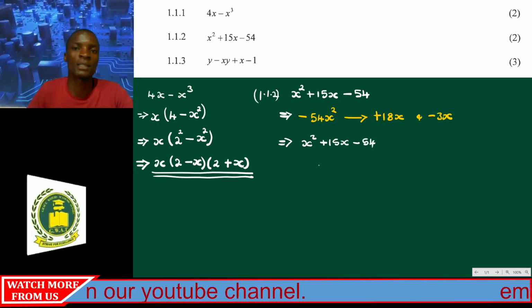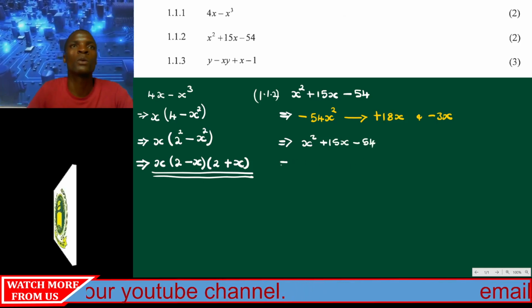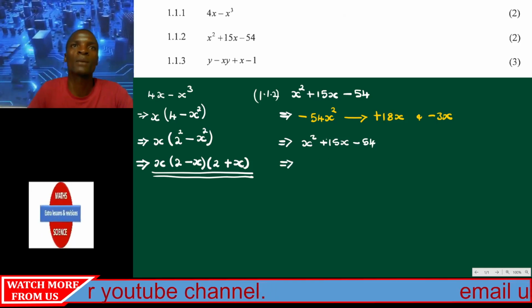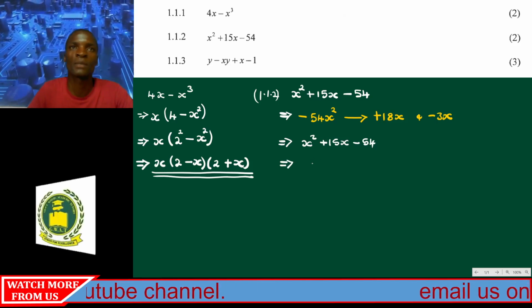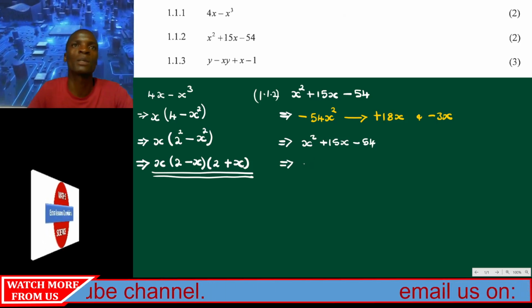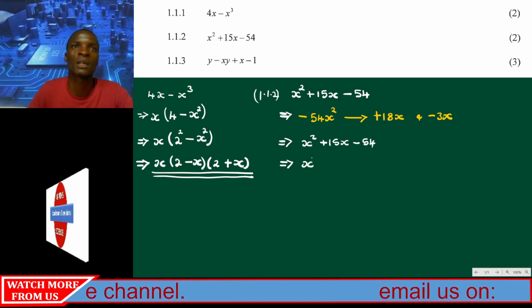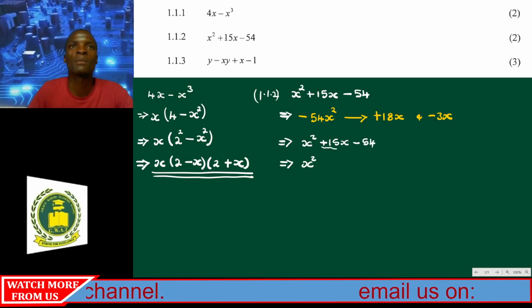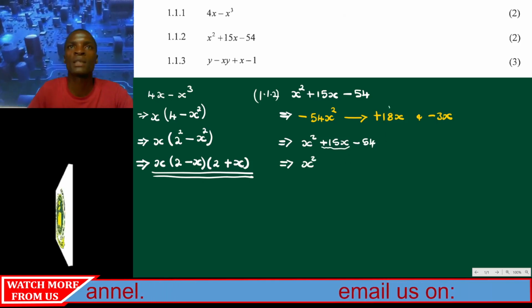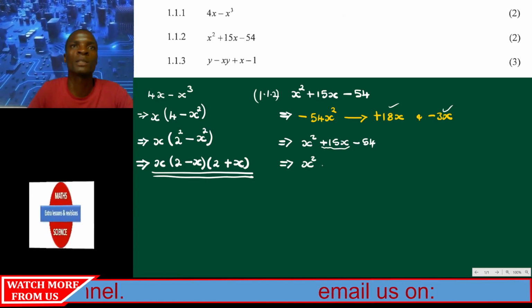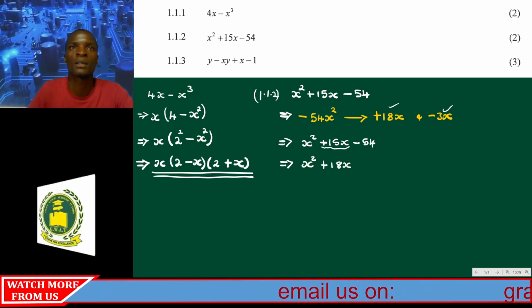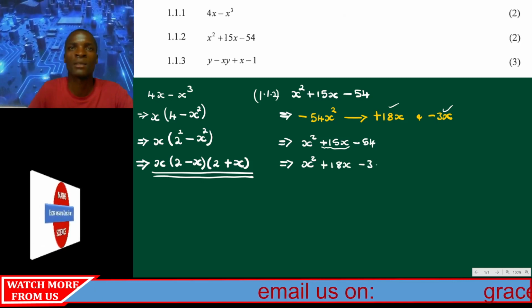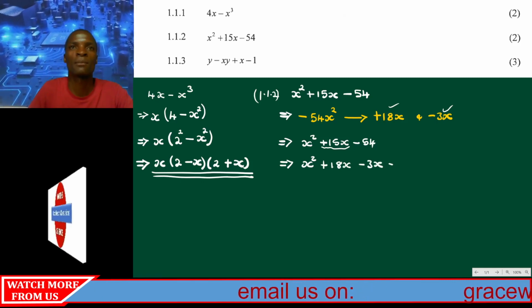After rewriting this question, what you need to do is to break down this middle term so that we can have something that can be factorized by factorization by grouping. So this means we write x to the power 2, but when we break the middle term, we put these factors instead of it. So we'll be putting here plus 18x and then minus 3x. Then we say minus 54.